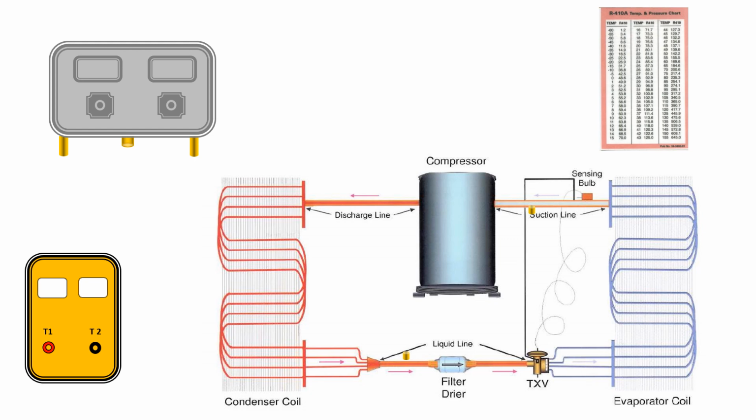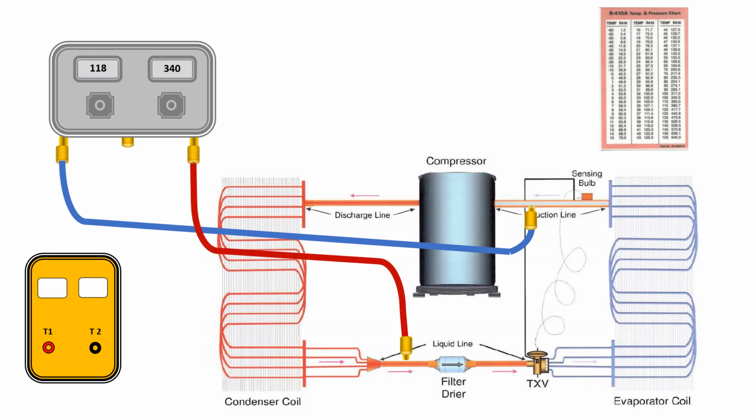For this demonstration, we will use 410A as a refrigerant. Connect the low side gauge to the low side of the system. Note the pressure on the gauge shows 118 psig. Connect the high side gauge to the high side of the system. Note the pressure on the gauge shows 340 psig.